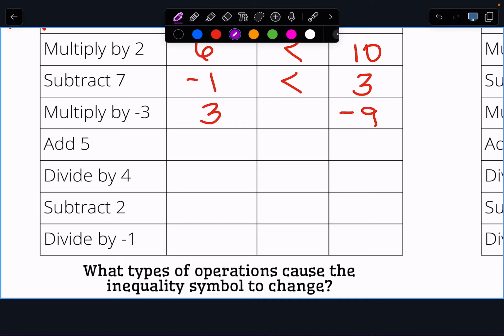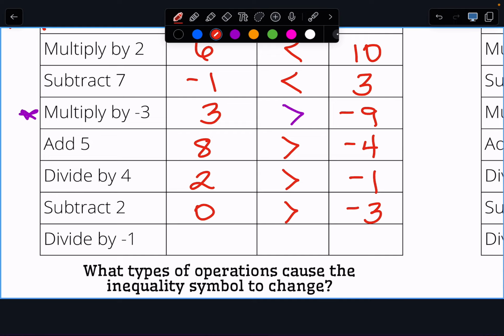Who's bigger? Interesting. Okay, add 5. Who's bigger? Okay. Divide by 4 gives us 2 and -1. Okay. Subtracting 2 gives us 0 and -3. Divide by -1. Who's bigger? Interesting.